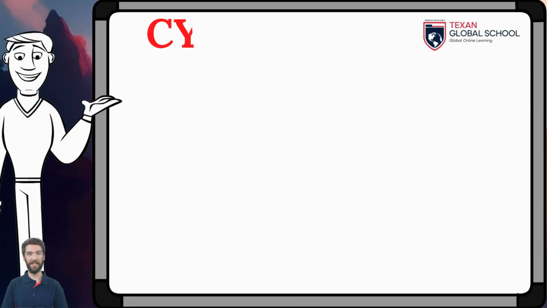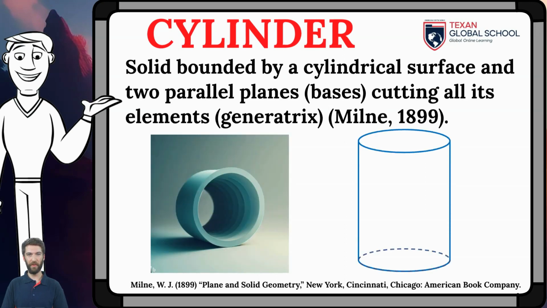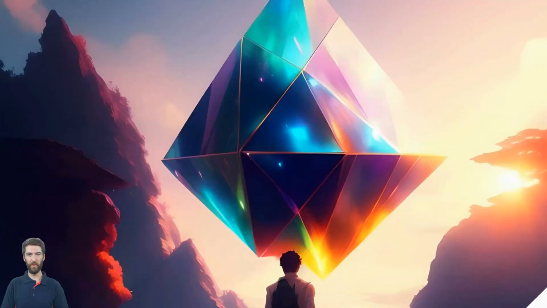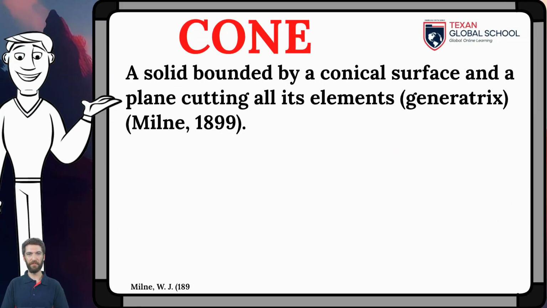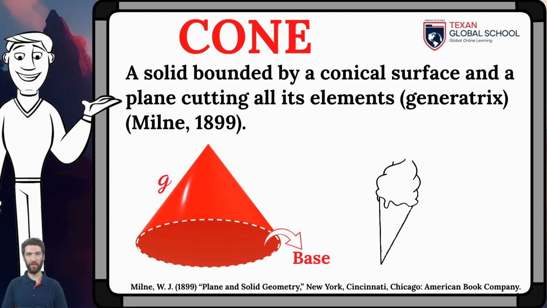As seen before, solids have many types of polyhedrons. However, there are other solids like the cylinder, which is a solid bounded by a cylindrical surface and 2 parallel planes called bases cutting all its elements, related to the generatrix. The cylindrical surface is generated by a moving straight line that always remains parallel to its original position and continually touches a curved line. The cone is another solid, bounded by a conical surface and a plane cutting all its elements, or generatrix. The conical surface is generated by a moving straight line that goes through a fixed point and continually touches a curved line.